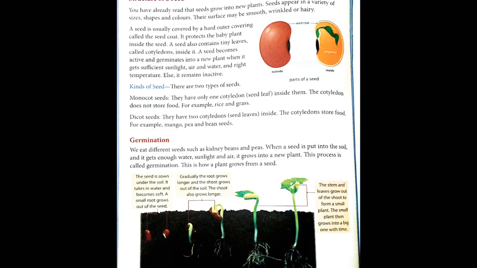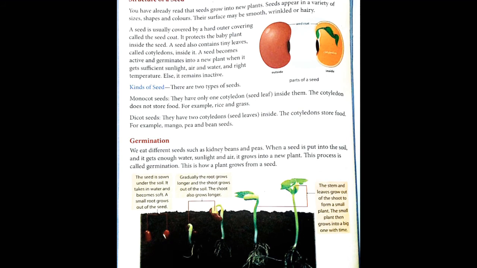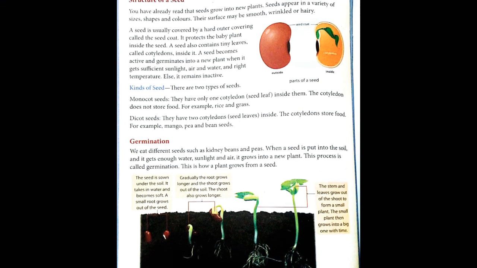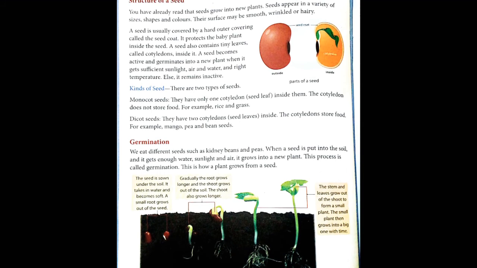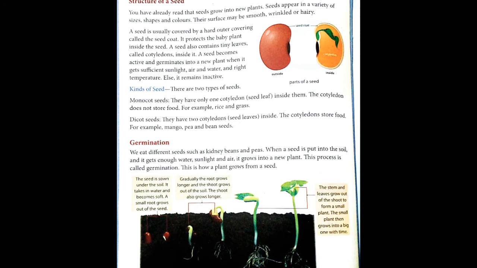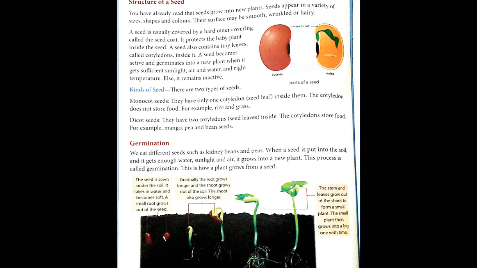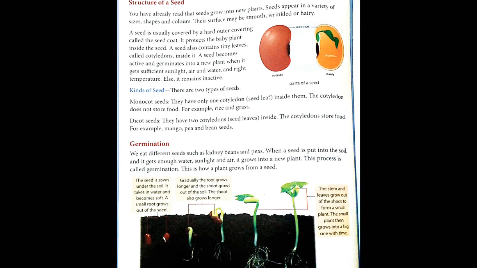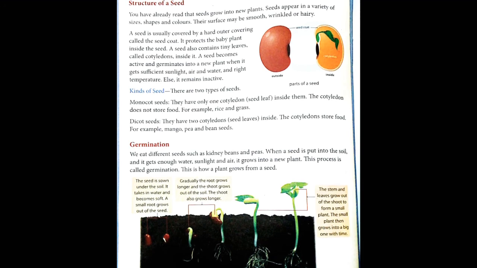Seeds appear in a variety of sizes, shapes and colors. Their surface may be smooth, wrinkled or hairy. So basically when you study the structure, you will see the outer covering. Okay children, and the outer covering of the seed is called the seed coat. So basically what is the function of the seed coat? The function is to protect the baby plant inside the seed. So there is a baby plant, okay, that is very important, and seed coat protects that baby plant.